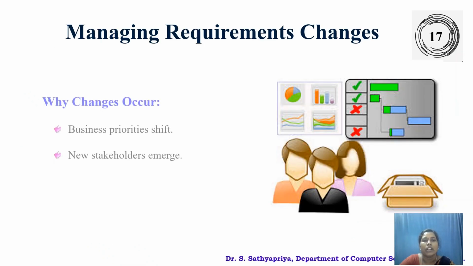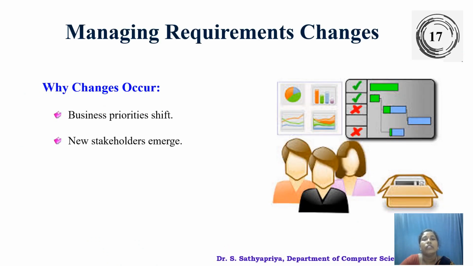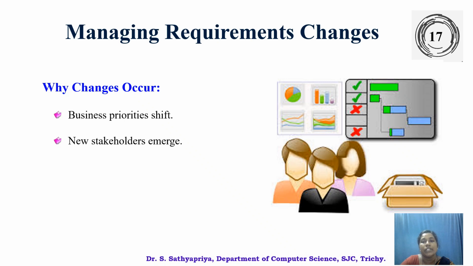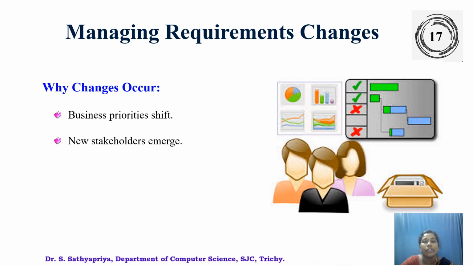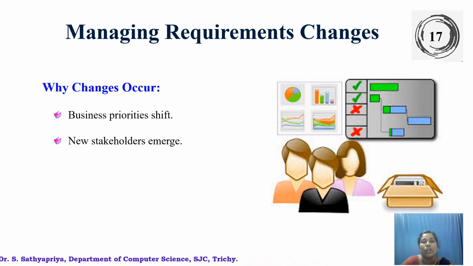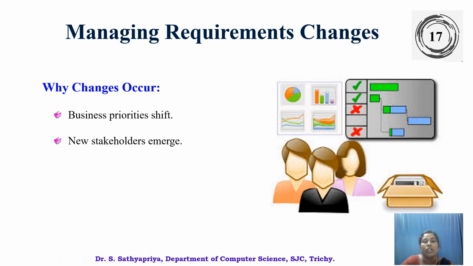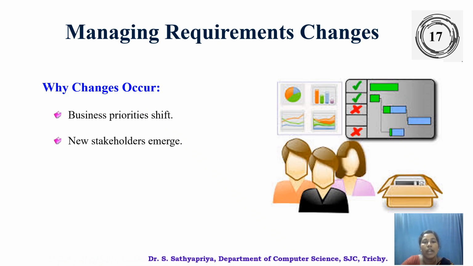Why do changes occur? Why do we need to manage requirement changes? In any project, requirement changes are inevitable. It's because new ideas emerge, priorities shift, or stakeholders might introduce additional needs. For example, imagine we are halfway through developing a food delivery application and the business team suggests adding a loyalty point system to boost customer retention. This was not part of the original plan, so how do we handle it?